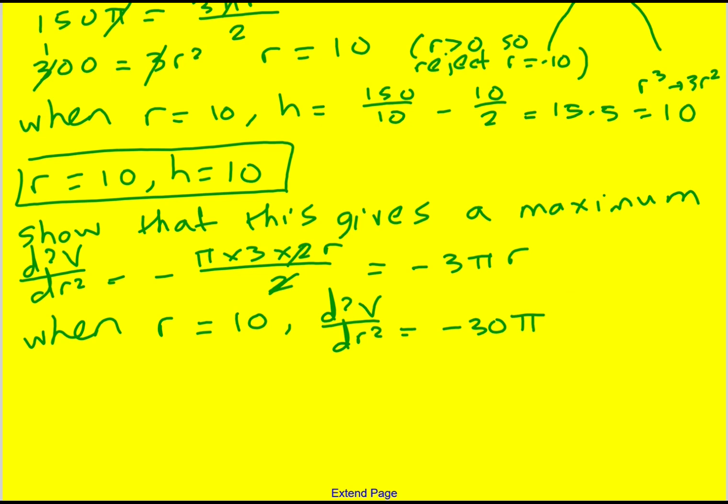I don't even need to work out what that is. You can if you want. It's definitely going to be less than 0, and this is enough to say that this implies a maximum. So if you have a stationary point, and then you look at the second derivative, it's less than 0 at the point, it's a maximum.